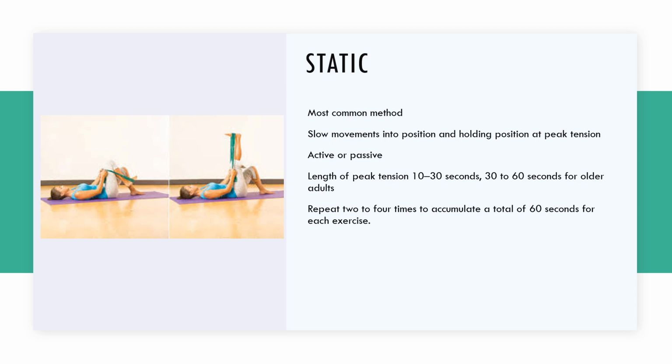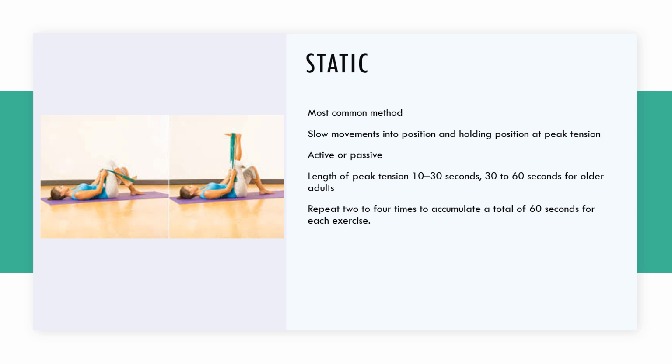Static stretching can be performed actively and passively and consists of slow movements into position and holding the position for a few seconds at peak tension. For example, to actively stretch the sternocleidomastoid or neck muscles, the client would perform a lateral flexion of the neck. As depicted in 16.4, this position would be held at a peak tension for 10 to 30 seconds before returning the head upright. You can add a little bit of tension to that to increase the stretch.